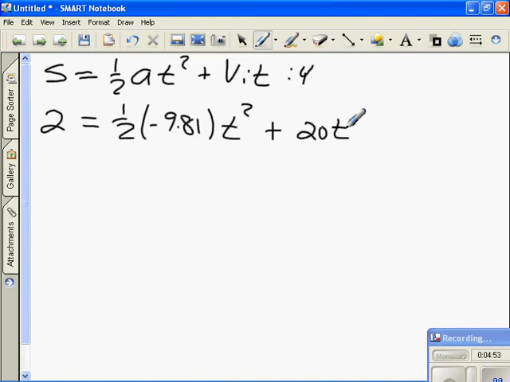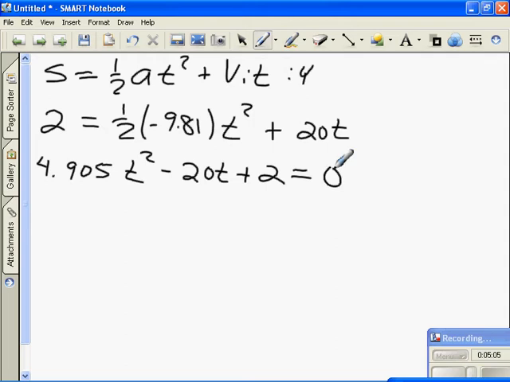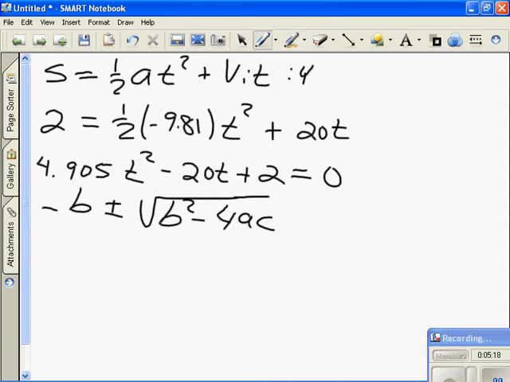Just a personal bias. So I'll have 4.905, if I did my math correctly, t squared minus 20t plus 2 is equal to 0. Now at this point you could use the quadratic formula to solve it. Minus b plus or minus the square root of b squared minus 4ac, all over 2a.